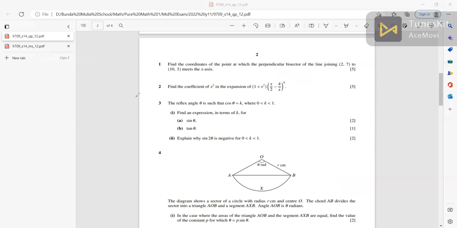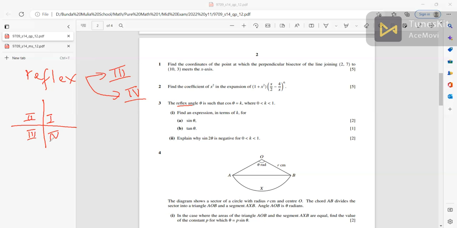Now for number 3. The reflex angle theta is such that cos theta equals to k, where the k is between 0 until 1. So it asks us to find in terms of k sine theta. We must know first what is the meaning of reflex angle. So reflex angle means the angle is in quadrant 3 and quadrant 4. I hope everyone still remember about the quadrant. This in trigonometry we have 4 quadrants. This is the first quadrant, second quadrant, third quadrant, and then fourth quadrant. And if we see our cos theta, it is positive. So we can conclude that the theta or the angle is in quadrant 4.